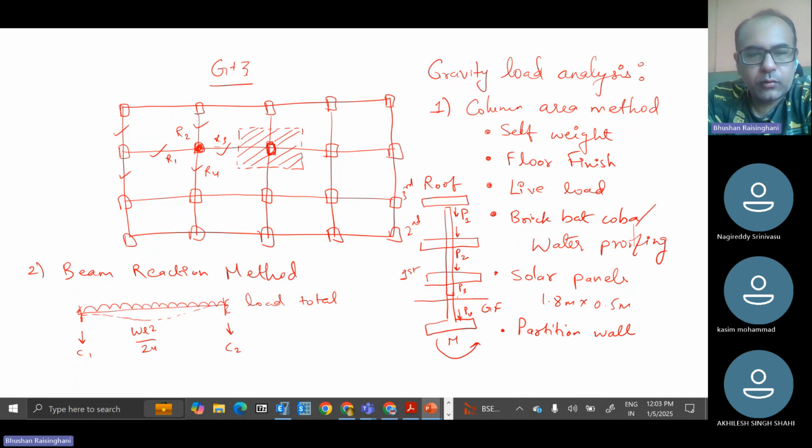So in the NPTEL courses, this has been covered in detail, and also in the books of Dr. H. Shah. Volume 1, volume 2. The previous edition also had it, the new one also has it, and the NPTEL course is also available. So all these methods are very important to analyze gravity load cases only.